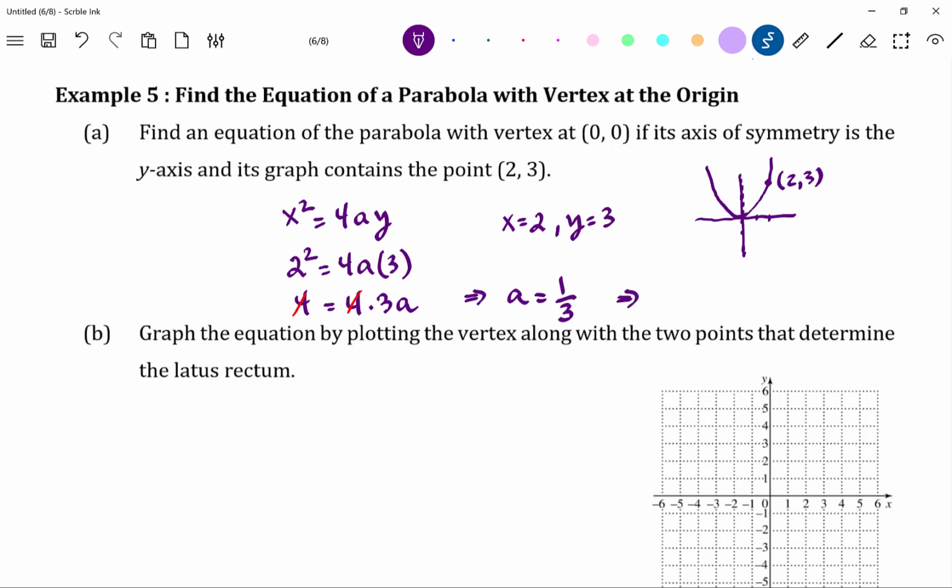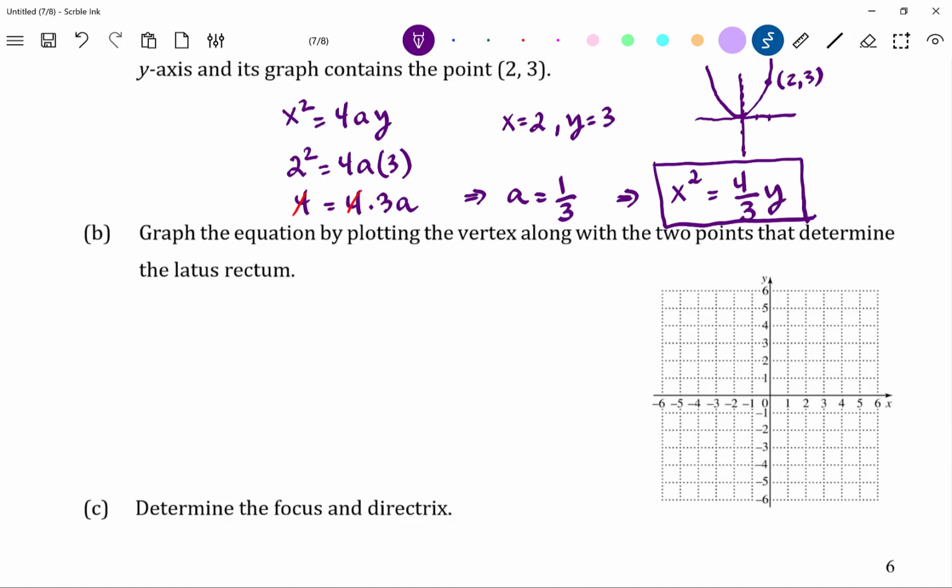Well, then the equation is going to be x squared is 4/3 y. So that's going to be my equation. To graph, I'm going to be using the focus, and again the focus is going to have 0 for x and 1/3 for y, so somewhere right here. And then the directrix is going to be y is the opposite of 1/3, so negative 1/3. So we have some directrix over negative 1/3.